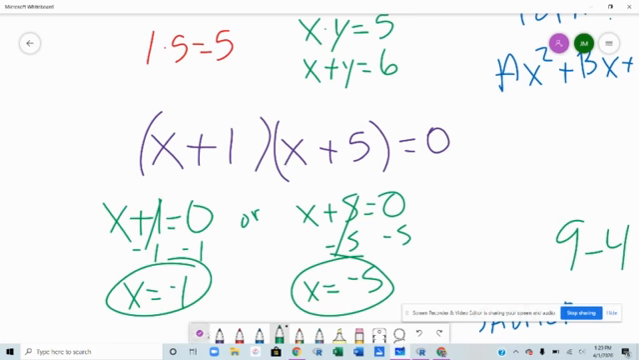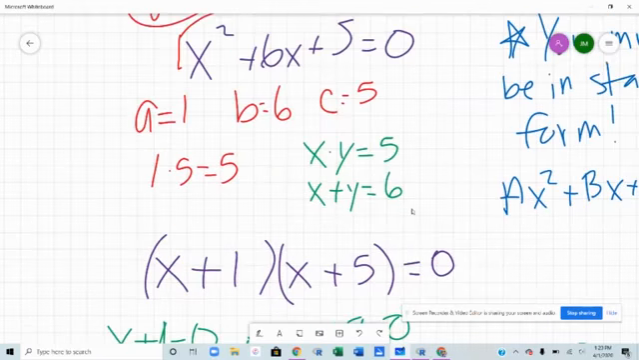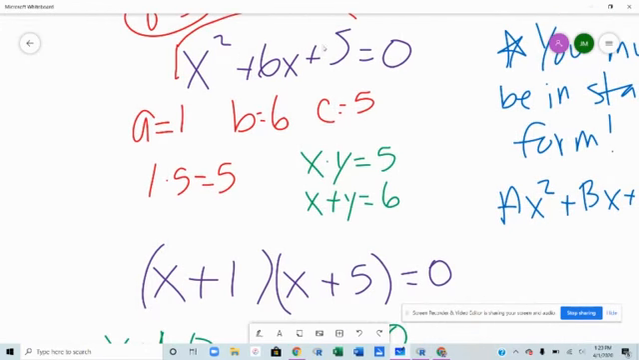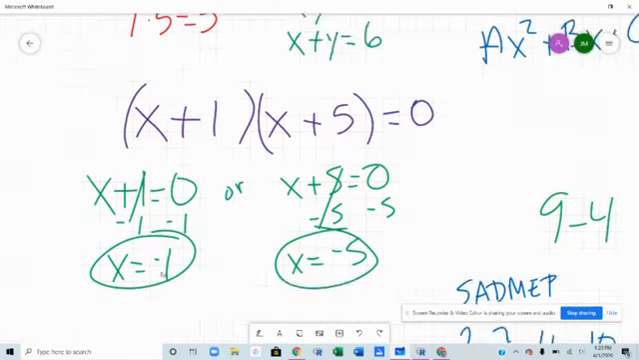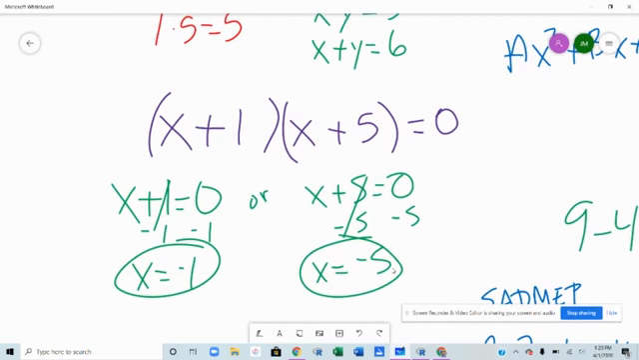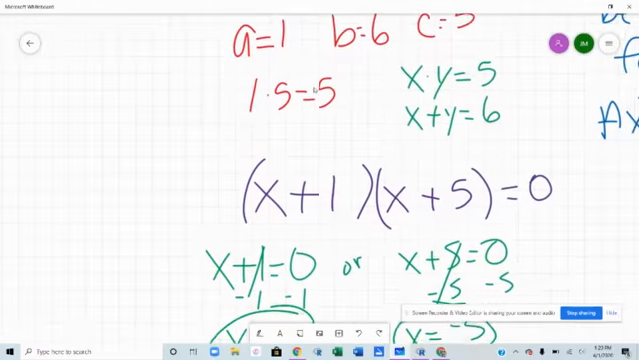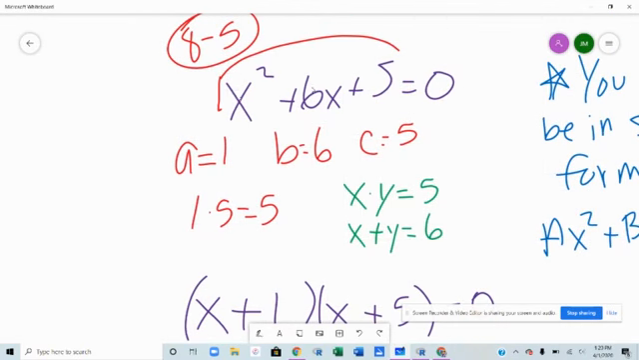You solved the equation x squared plus 6x plus 5 equals 0 and got that x equals -1 or x equals -5. That means if you plugged -1 in everywhere you saw an x, in here and in here, it would equal 0. Or if you plugged a -5 in for x here and here, solve it, you should get 0. Okay, let's go through another example.